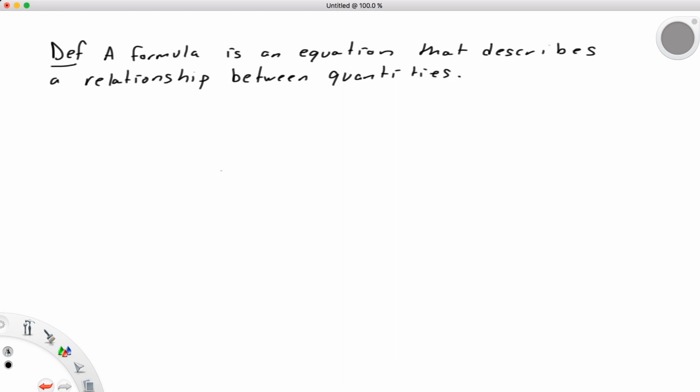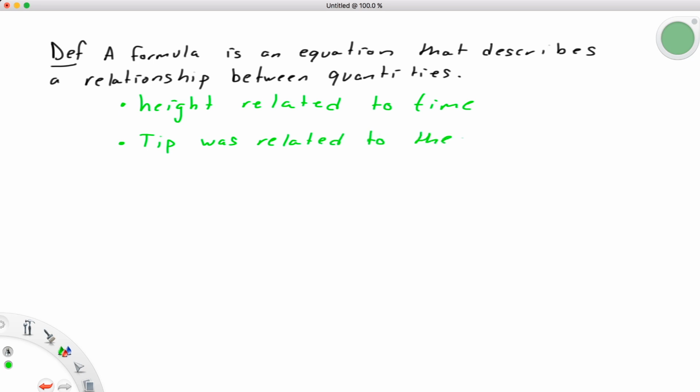And we saw a couple of examples of this already. The height of the basketball was related to time, for instance, or the tip was related to the bill. So we've got different examples of how this works already, and there are tons of different ways that you can use this across essentially everything that you might do out in the real world. And so that's part of what makes algebra so interesting and so valuable.